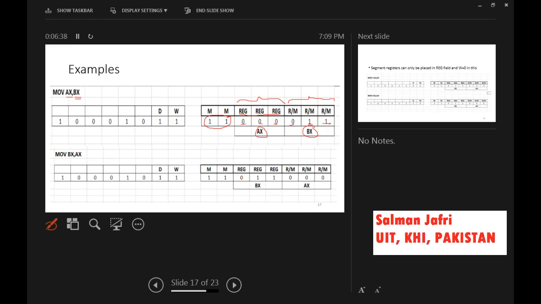So this is as far as the R/M byte is concerned. Now let's look at the opcode byte, this byte. So now this is the opcode pattern for the move AX, BX command.